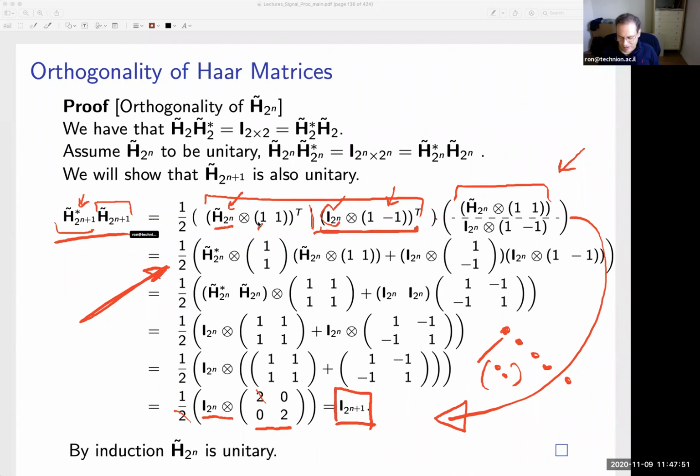So assuming that H to the power of n is unitary, what we end up with is a proof that the next one is also unitary. Here we use the unitarity of the previous one in this part. Okay, so this is happy, and please go over this proof. It would allow you to understand a little bit what is going on with the Hadamard product.